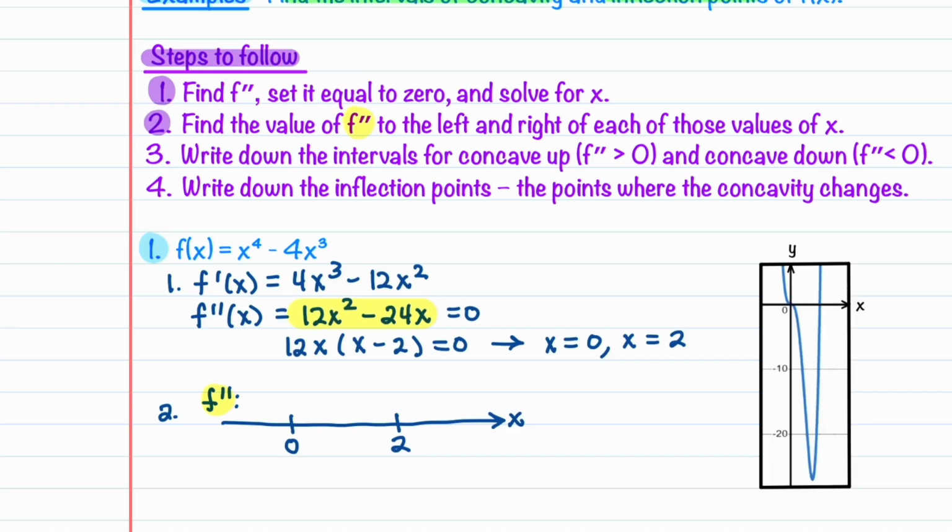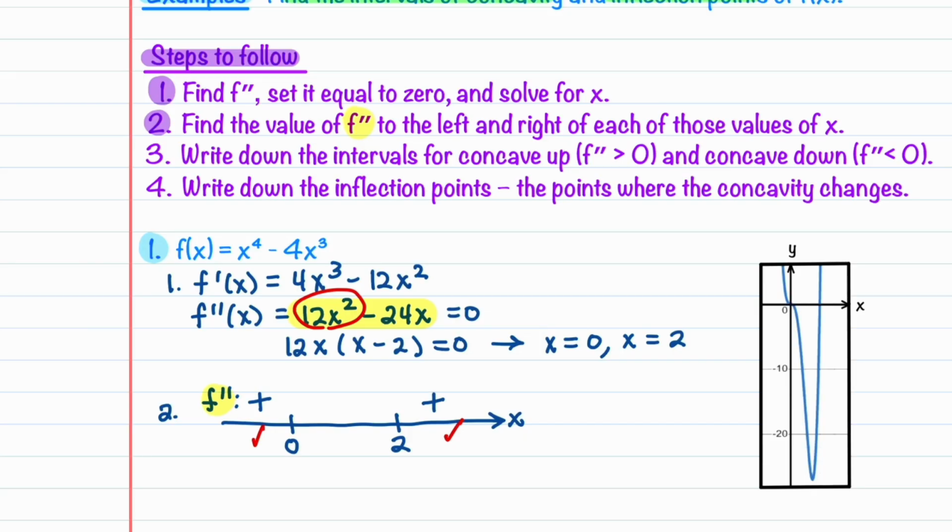Because f double prime is a polynomial in this region and in this region to the left and right of our critical points, we can just look at the leading term to find the value of f double prime. It is an x squared, so it is positive. So we can say it's positive here and it's positive here.